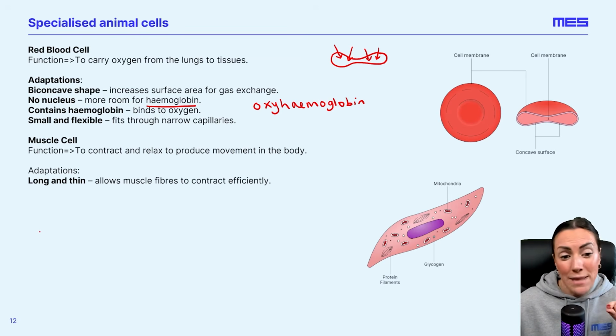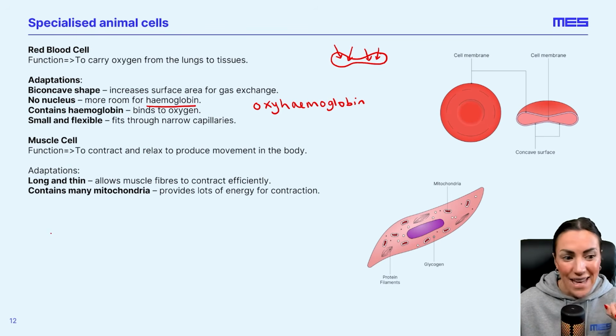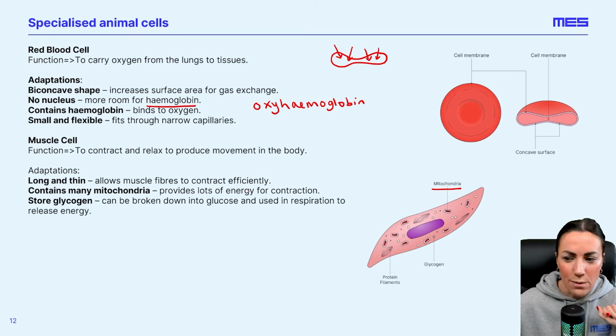So in terms of adaptations to help them do their job, they are long and thin, so they can contract efficiently. They have many mitochondria. I think that's quite an obvious one. Mitochondria are the site of aerobic respiration, so they can be provided with lots of energy, because muscle contraction requires a lot of energy, which will be released from respiration.